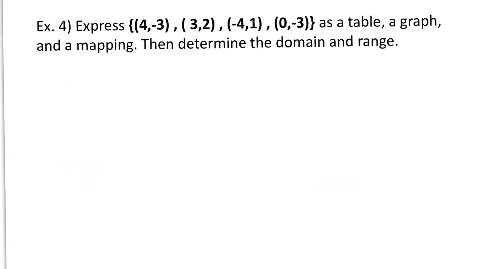All right, guys, so here's another example. What I want you guys to do is pause the video, try it on a piece of paper, and I want you guys to express this set of ordered pairs, (4, -3), (3, 2), (-4, 1), (0, -3), as a table, as a graph, and as a mapping. And after that, on the bottom, you guys need to determine the domain and the range.